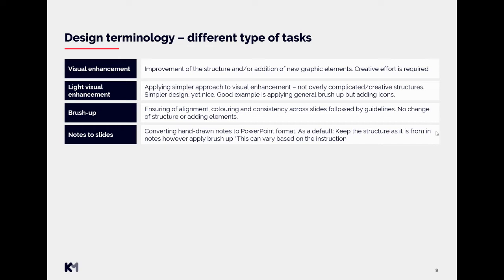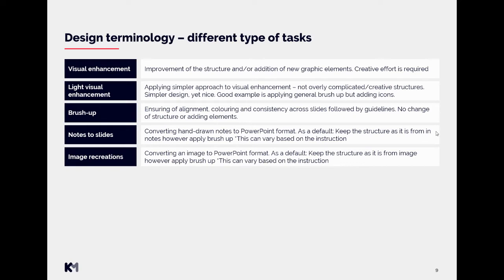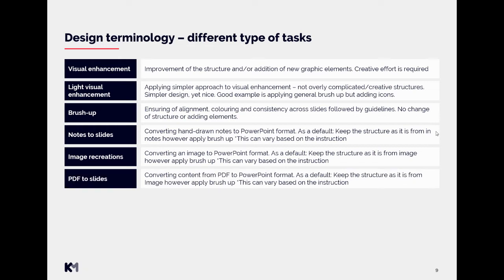Notes to slides mean converting hand-drawn notes to PowerPoint format. Image recreation means converting an image to PowerPoint format. And PDF to slides means converting content from PDF to PowerPoint format again. With the PDF files, there might be two different scenarios. Sometimes you can copy-paste the text from the PDFs, but sometimes you can also meet that PDF consists of pictures, and then you are not able to copy-paste the text really.